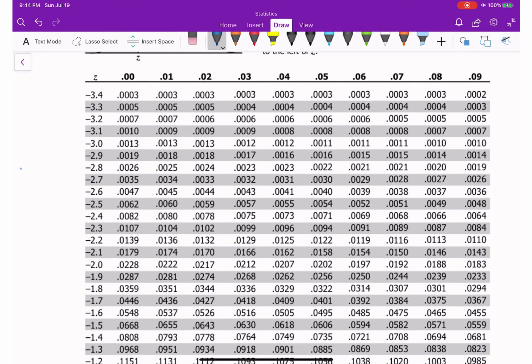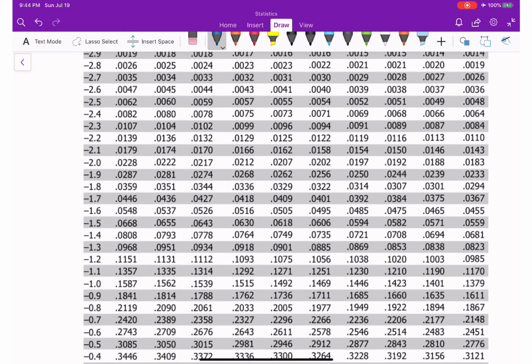So 0.085 here, 0.0808. Let me see. 0.0793, 0.0778. Where is it? 0.085. Let me see if I can find 0.085. Well, here it is. 0.085 approximately. Here it is. This one.